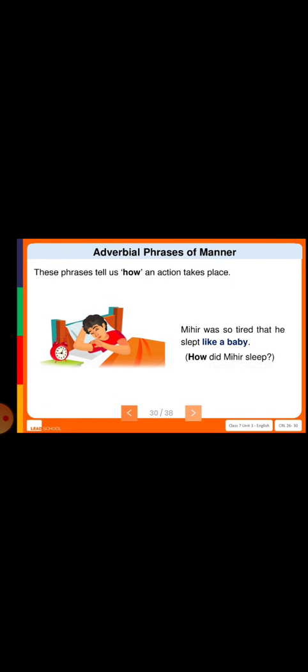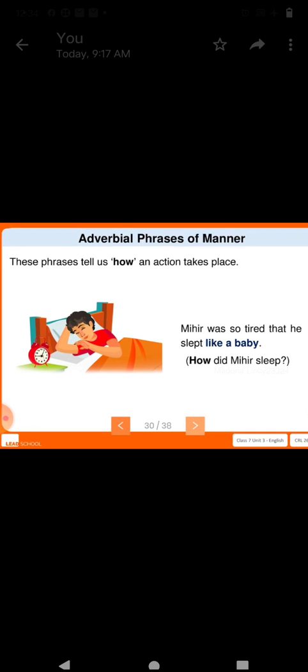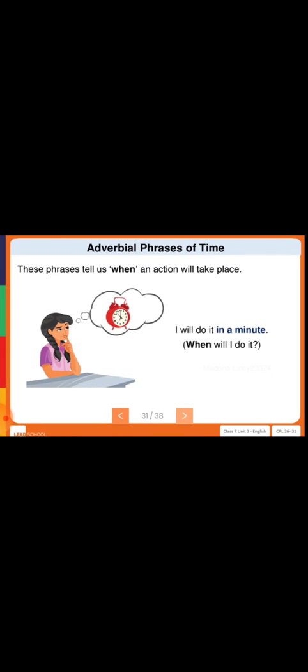Another example for adverbial phrases of manner: Mihir was so tired that he slept like a baby. Mihir was so tired. How did he sleep? He slept like a baby. Here the question raised is how, so it becomes the adverbial phrase of manner. Now the next example is for adverbial phrases of time. I will do it in a minute. So when will you complete it? I will do it in a minute. When the question when is raised, it shows that it is an adverbial phrase of time.